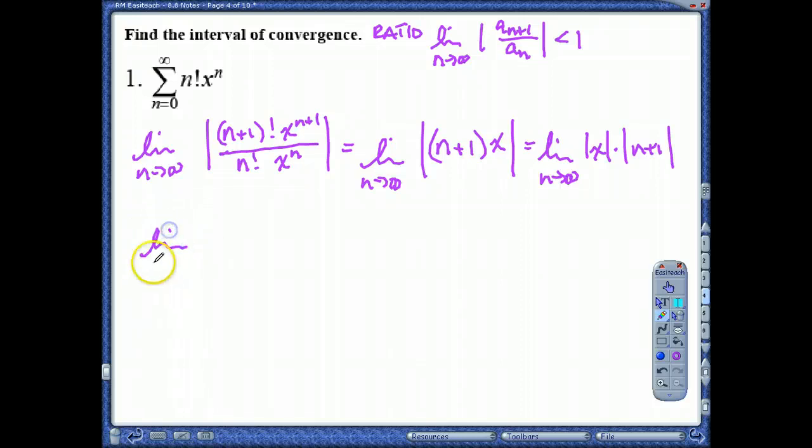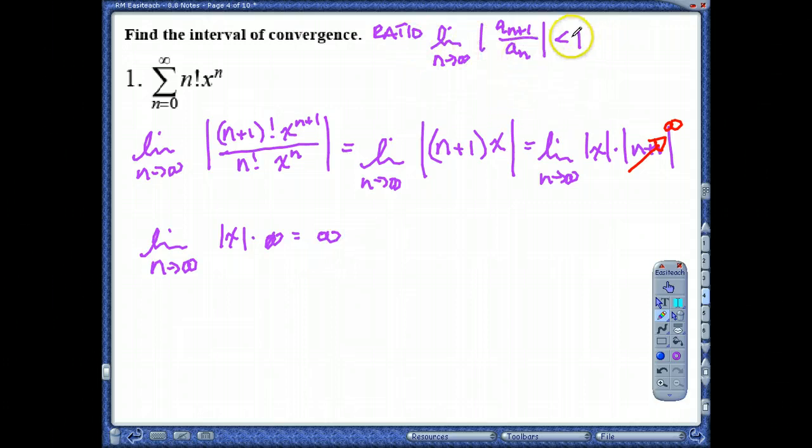So we've got the limit as n approaches infinity. Well, when we're looking at this guy right here, n plus 1 is going to infinity. So there's nothing my absolute value of x can do. It just doesn't matter. It doesn't really matter what x is, I'm going to get infinity.